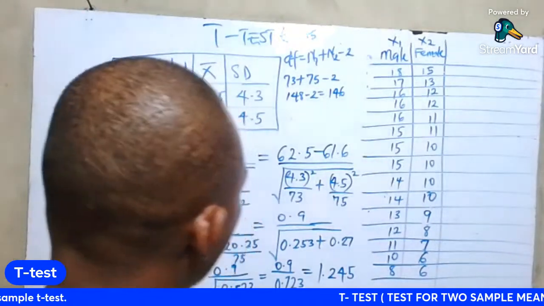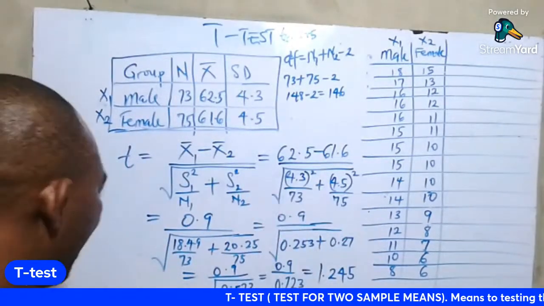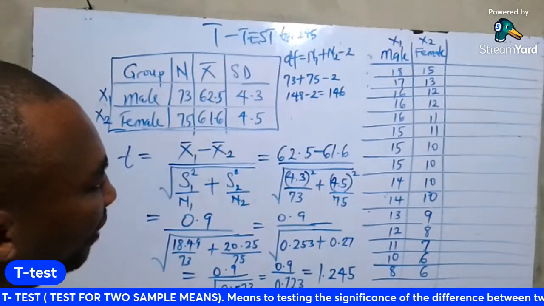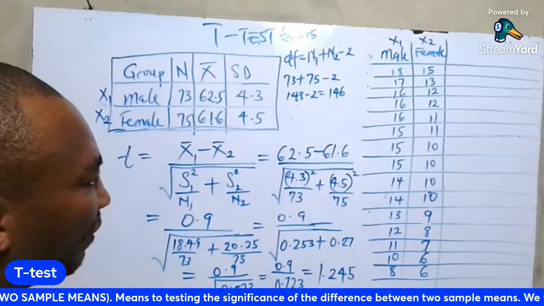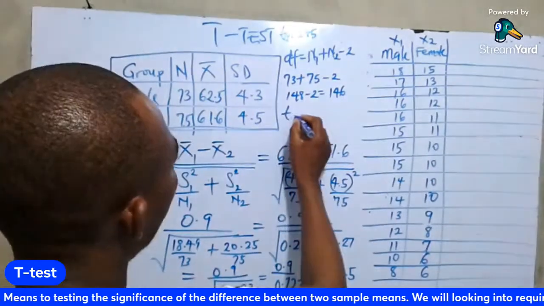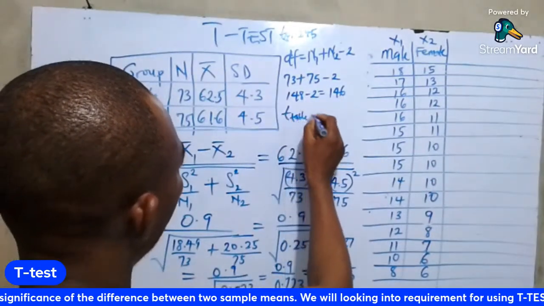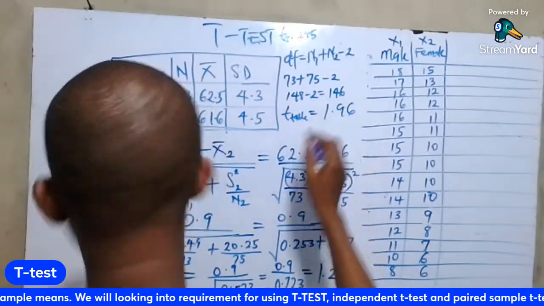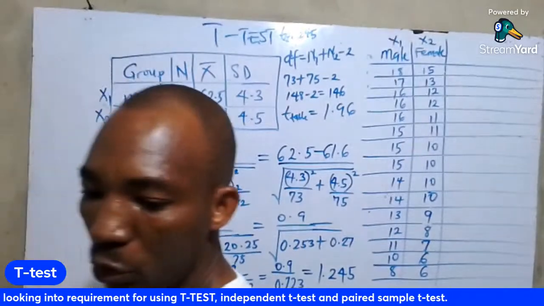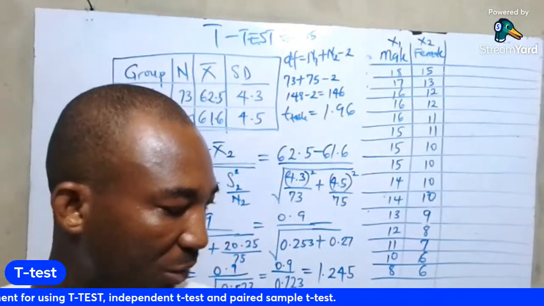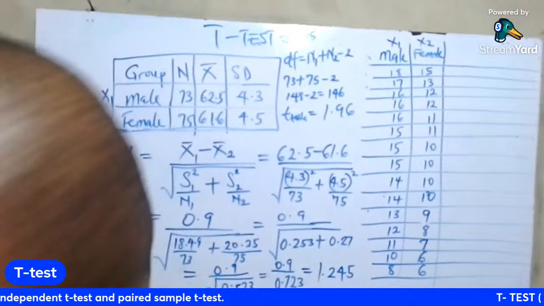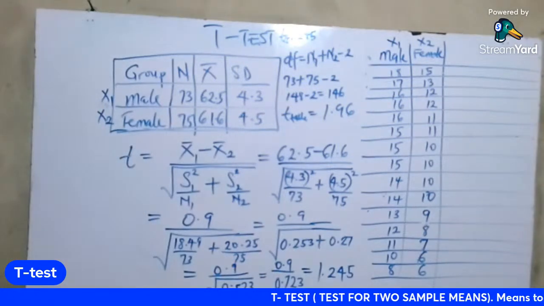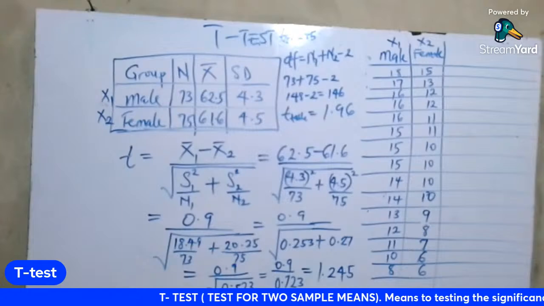So if my degree of freedom is that, if I go to my table and check under 0.05 level of significance, my T table, let me put it like that, my T table now will be 1.96. Now between these two, I want to use another thing to differentiate between them so that we see the difference between the two.